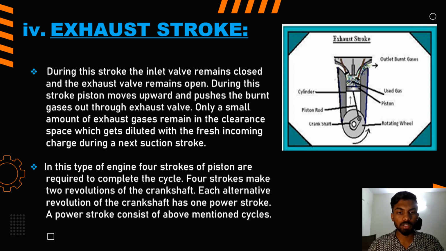In this type of engine, 4 strokes of the piston are required to complete the cycle. 4 strokes make 2 revolutions of the crankshaft. Each alternate revolution of the crankshaft has 1 power stroke. A power stroke consists of the above mentioned cycles.